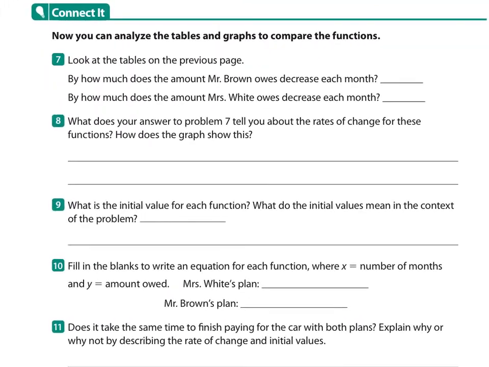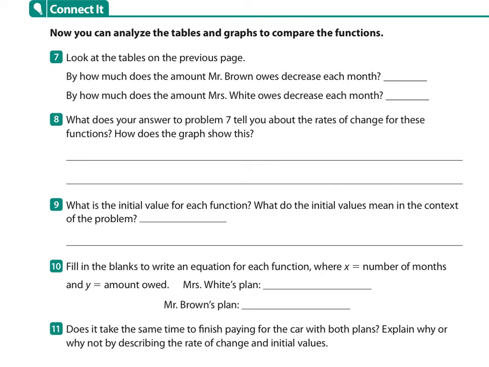You in your workbook, you can flip back and forth. I'm not going to do that. But look at the tables on the previous page. How much does Mr. Brown's amount go down by each month is what it's asking for. It decreases. Well, again, it's going down. The problem told us it's going down $300. All right, $300. What about Mrs. White? Well, same thing, right? Going down $300.